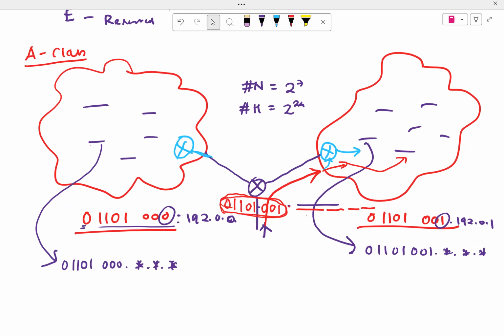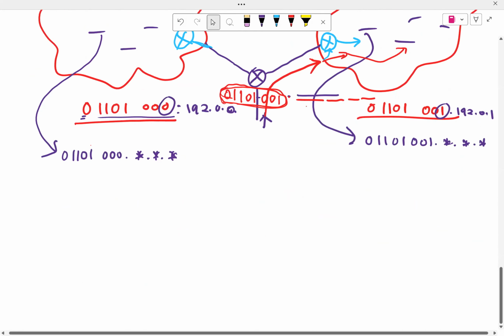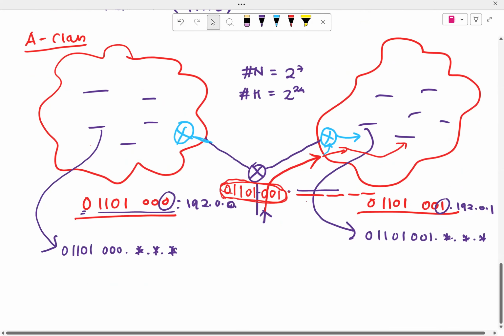So this is the benefit that we got from representing IP addresses using this notation. Then we did something called CIDR notation, classless inter-domain routing. I'll discuss this CIDR notation in a minute.